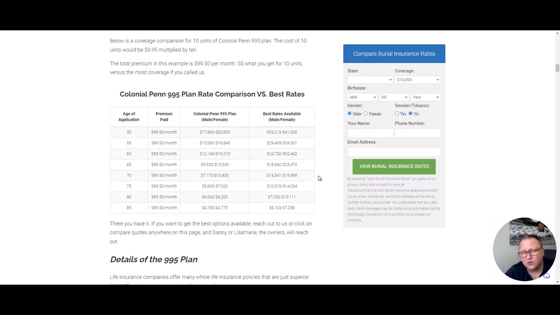I know it's convenient. I know it's on TV. You got the paid spokesman. The 995 plan sounds great, especially if you're on a fixed income. But what are you getting for your money? Also, a 2-year waiting period if you're healthy.